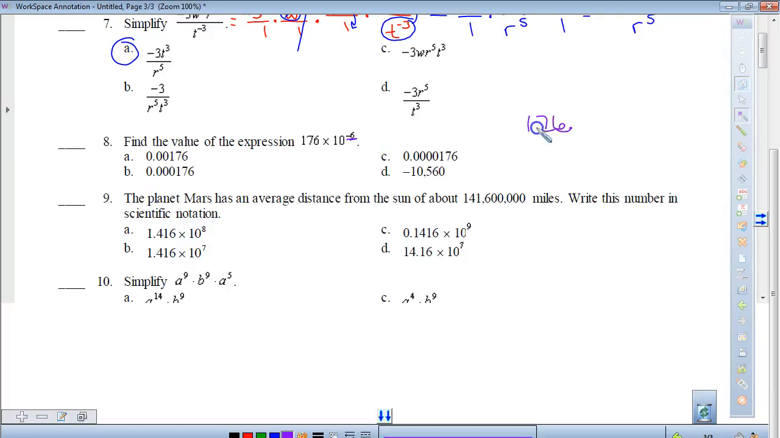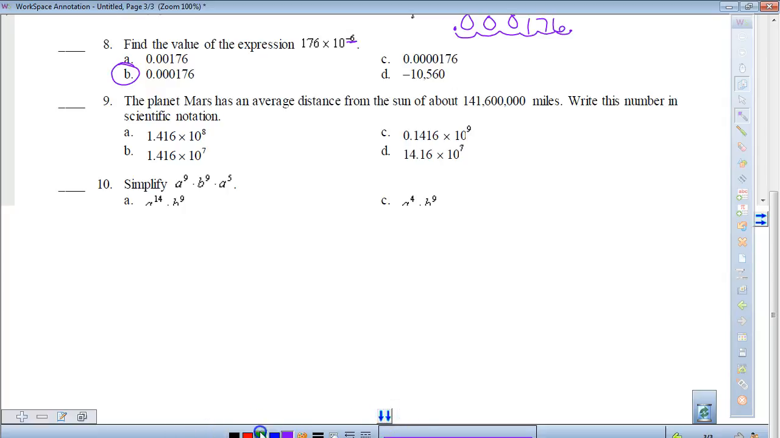So we'll go back 1, 2, 3, and then an additional 1, 2, 3, and fill those spots in with zeros. So we should have a decimal followed by 3 zeros and then 176. That would be B.